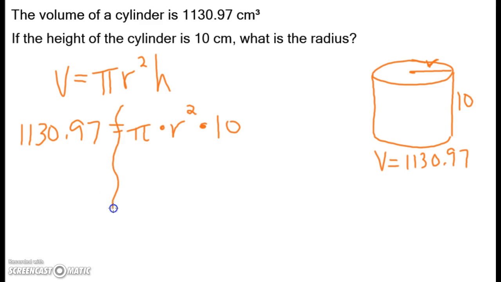All right, so now we're just solving an equation, and we're trying to solve for r squared. We're trying to solve for r. All right, I'm not going to do anything on this side yet. I'm just going to carry this down. 1130.97. But on this side, I'm going to multiply my numbers together. So I've got pi and 10. So pi times 10 is 31.42.